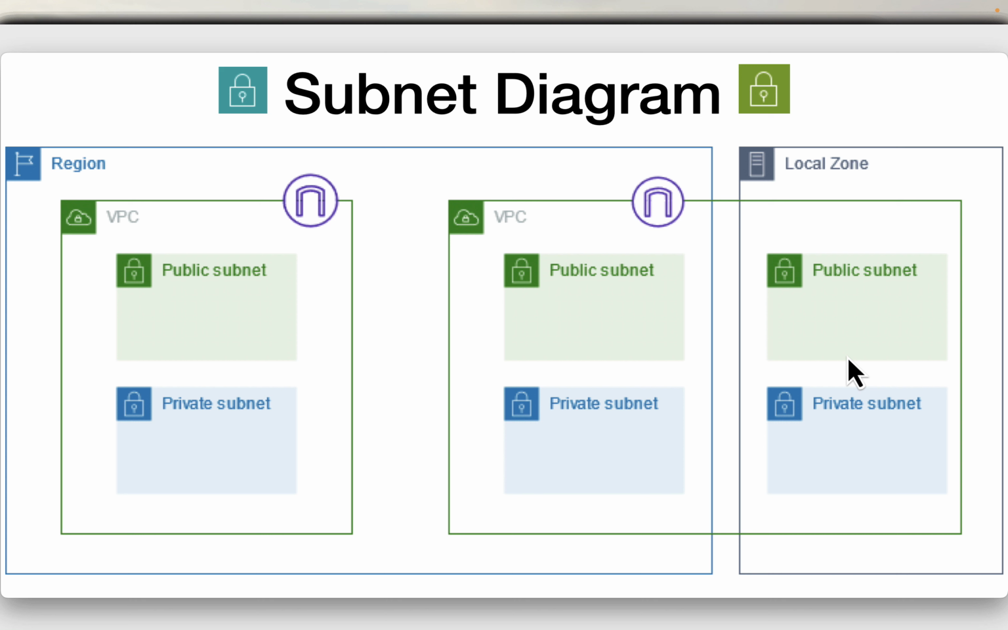A local zone is an extension of an AWS region, which helps reduce latency and improve performance, and it is closest to the end user. This is beneficial for applications that require very low latency. By placing resources in a local zone, AWS customers can provide their end users with a faster, more responsive experience due to the reduced distance the data has to travel.